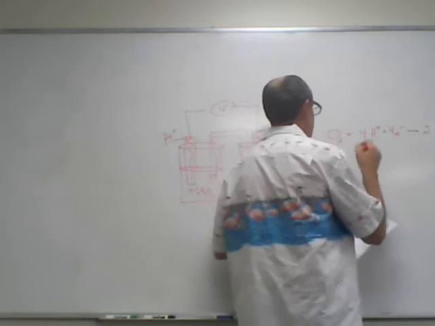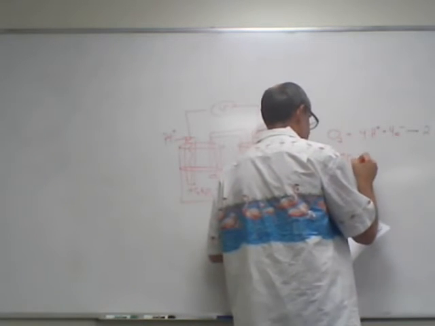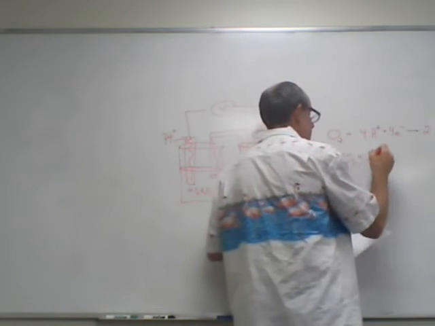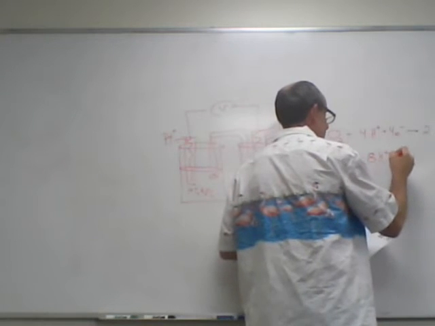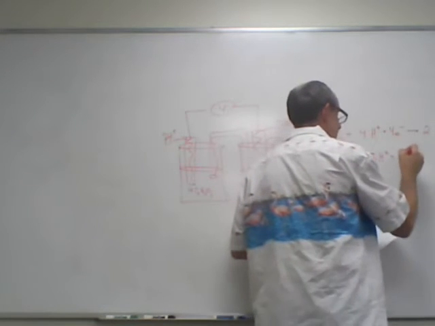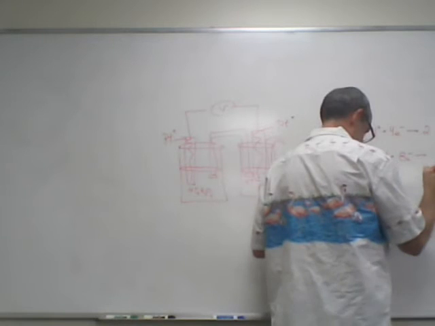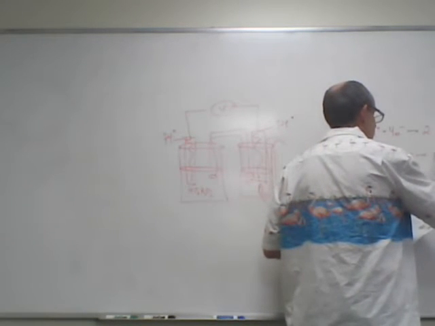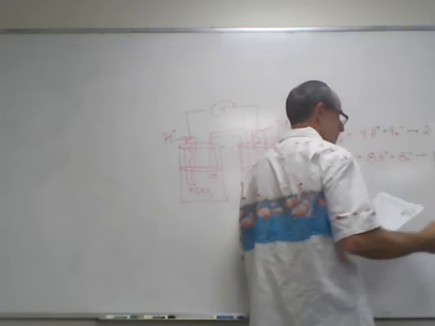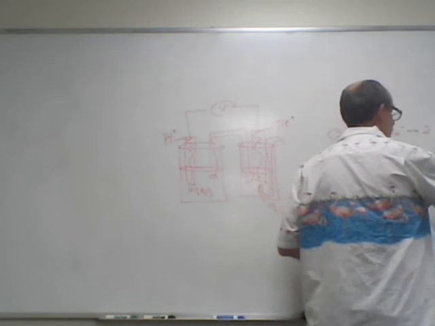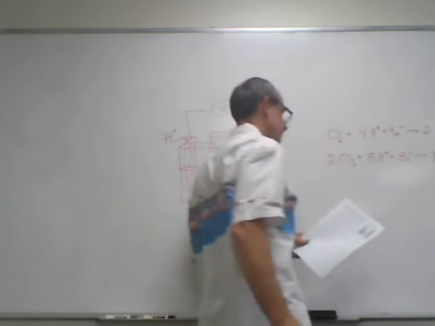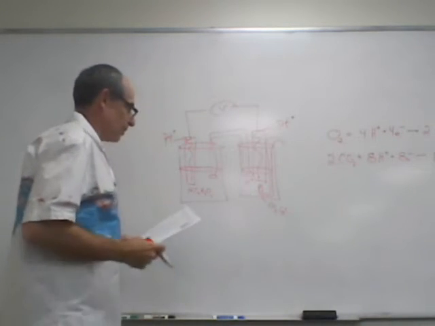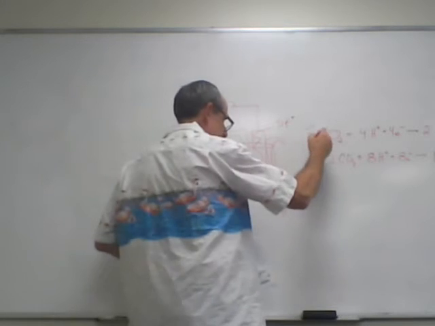And we have 2 carbon dioxide molecules reacting with 8 hydrogen ions and 8 electrons to form an ethanoic acid molecule, HC2H3O2, and our potential there is minus 0.12 volts. And those are our two half reactions.